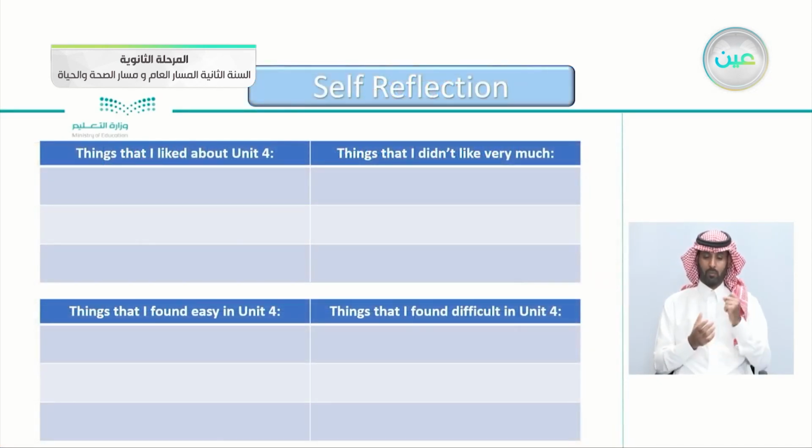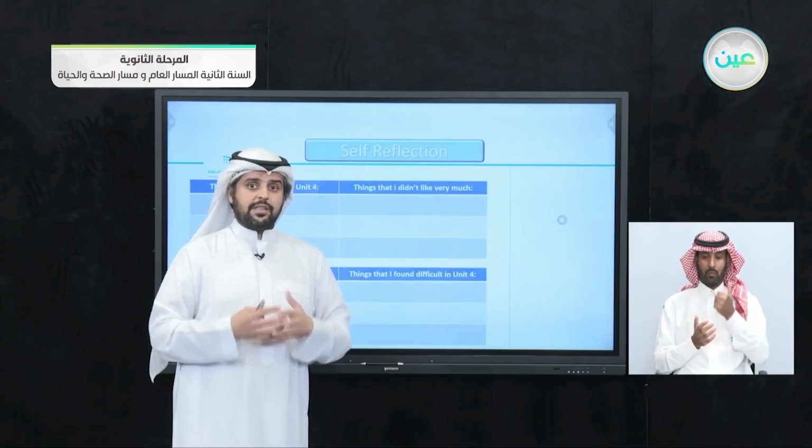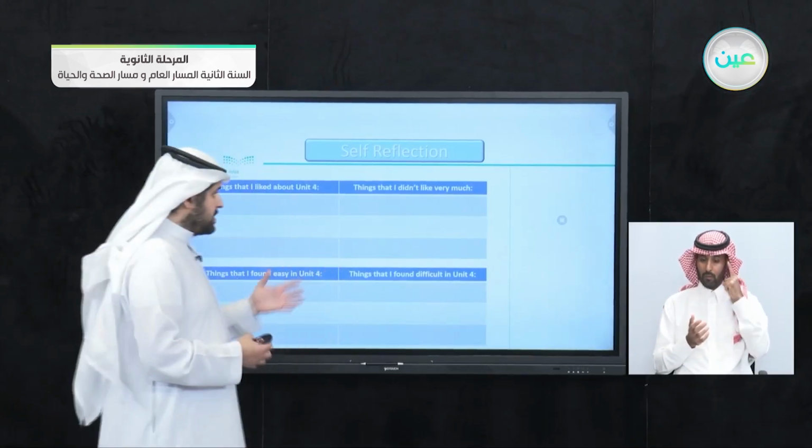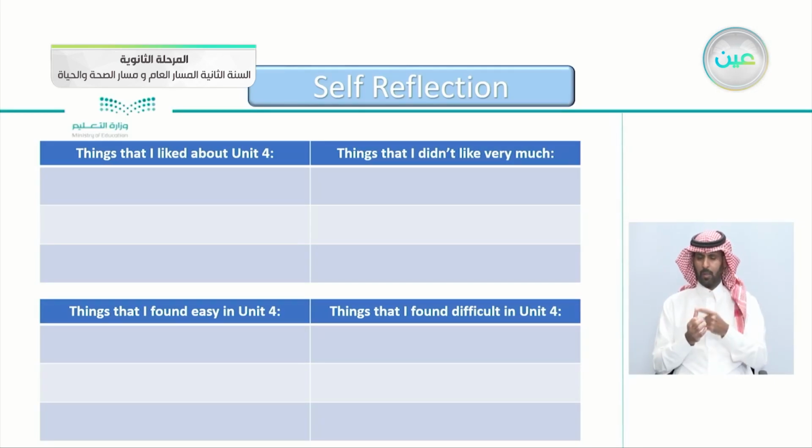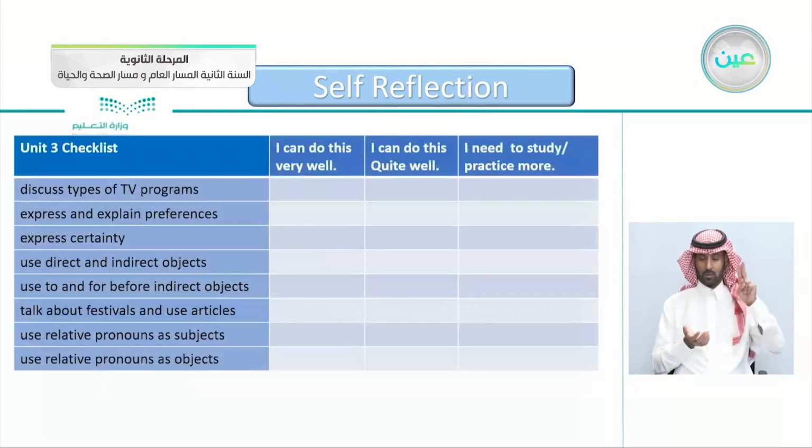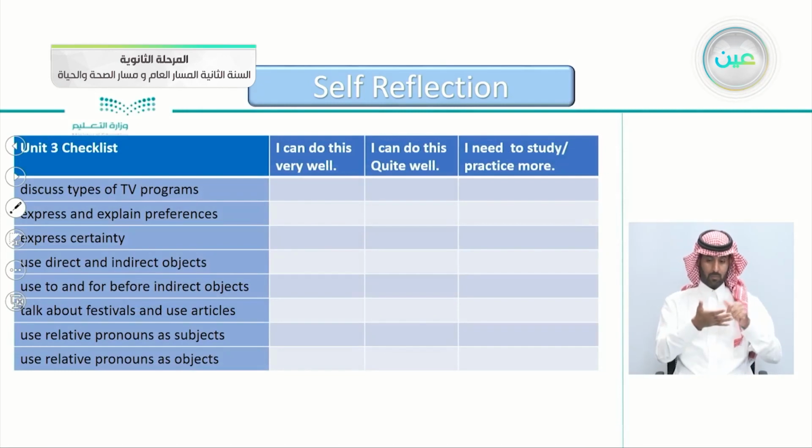Next, we come to the self-reflection, where you evaluate your understanding of the unit, and it's easy here. Things that you liked about Unit 4, things that you didn't like very much, things that you found easy. What was easy for you in this unit? Things that you found difficult in Unit 4. Also here in the chart, it's a checklist. I can do this very well. I can do this quite well. I need to study or practice more.